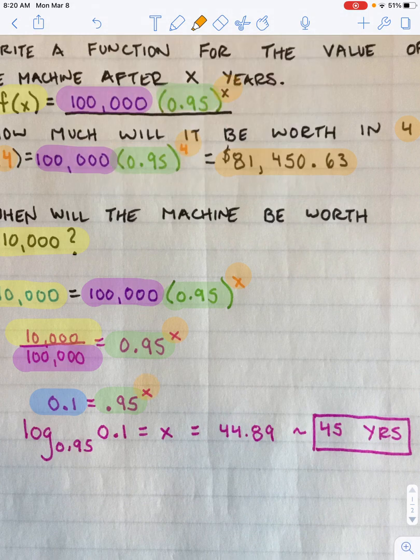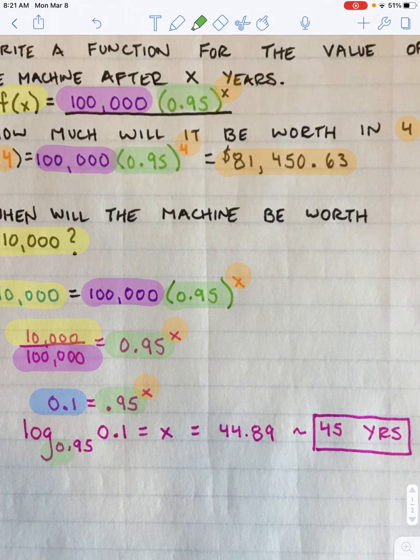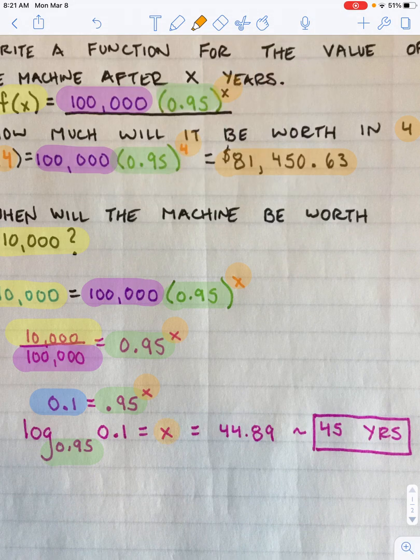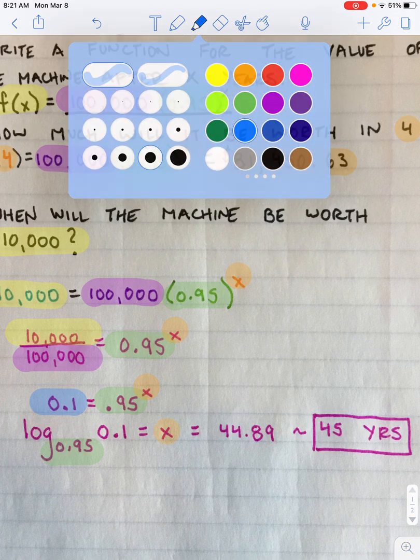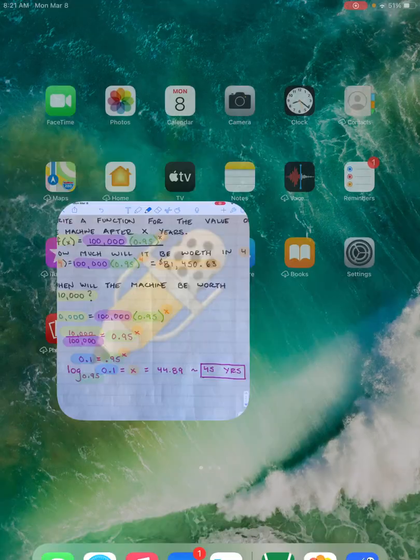So remember, the point of logs is being able to solve for our variable in the exponent. So if we change this to log form, our base is that 0.95. So we do log of base 0.95. Remember, 0.95 and x were on the same sides when it was in exponential form, so in log form they move to other sides. So our x moves over here to the right of the equal sign, and our 0.1 goes here. So now we're going to just plug this into Desmos. Log of base 0.95 of 0.1.